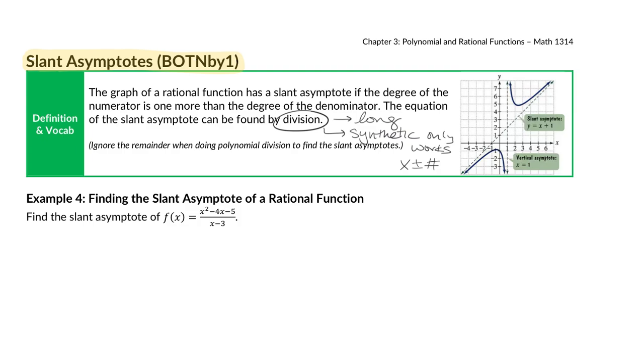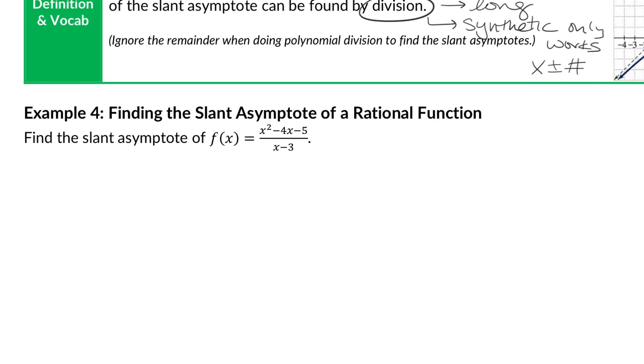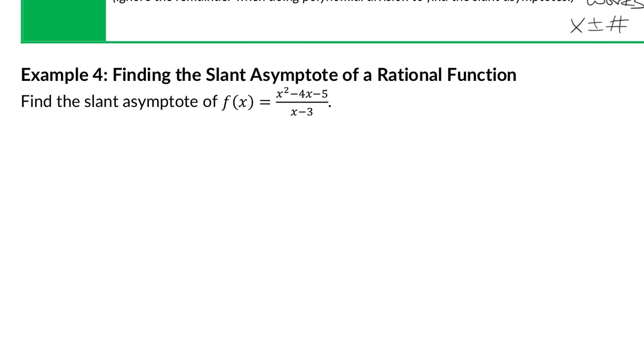Okay, so let's say we're trying to graph our function, and we realize our function is bigger on top, so it doesn't have a horizontal asymptote, but it's specifically bigger on top by 1, like this one. What's the degree of the numerator? What's the degree of the denominator? This is bigger on top by 1.